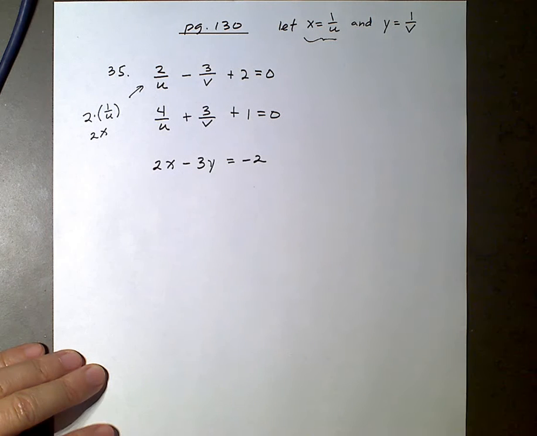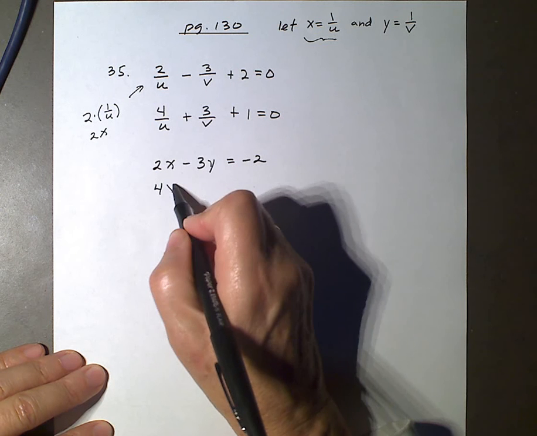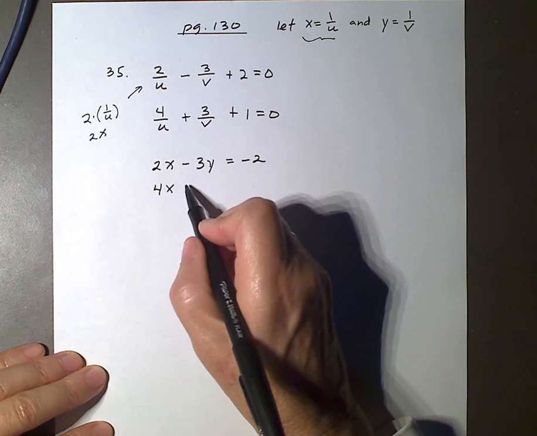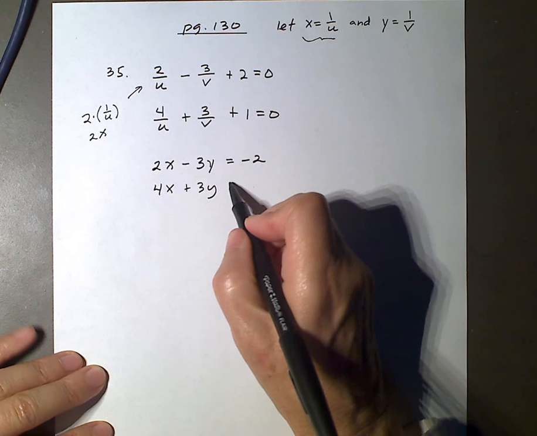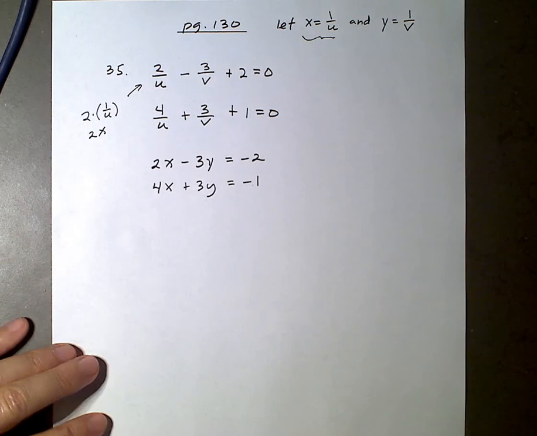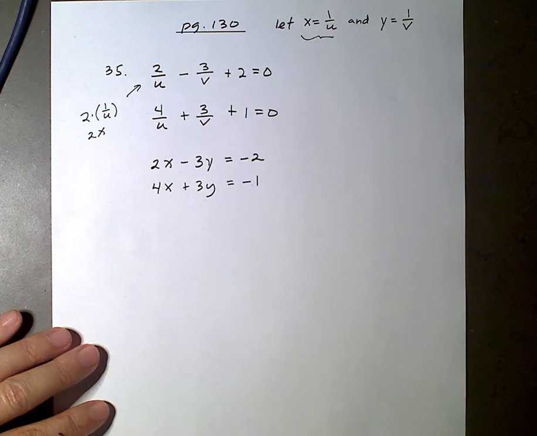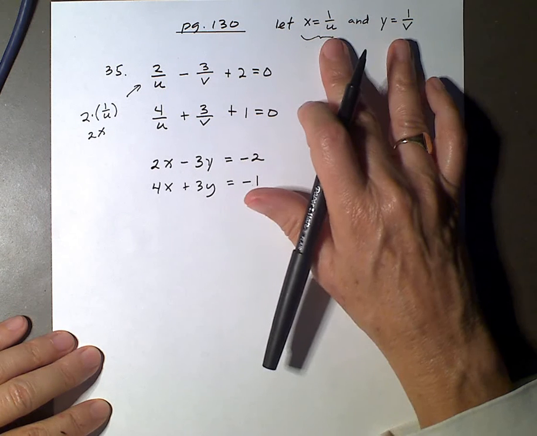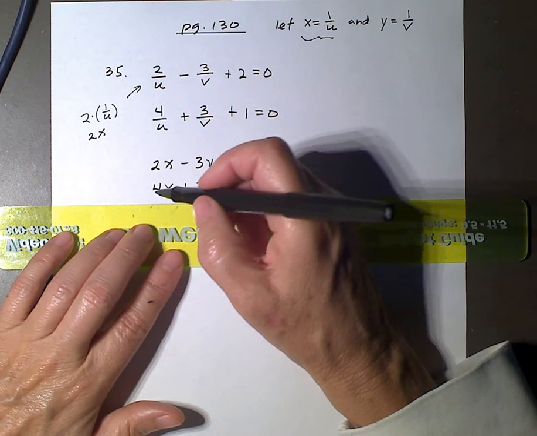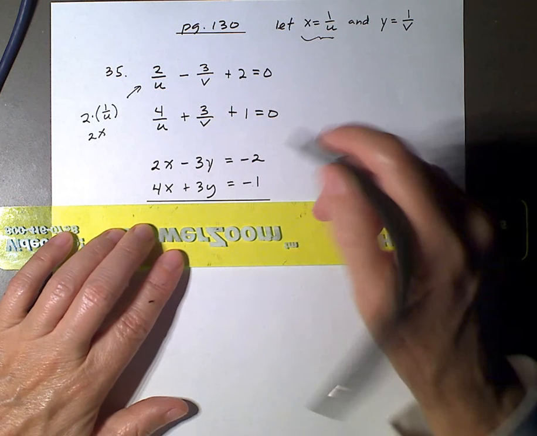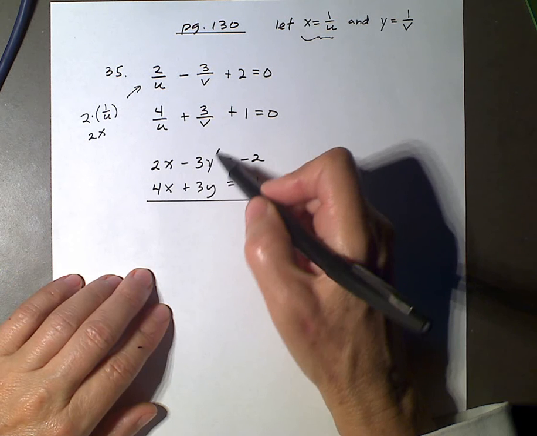And then the second equation, same thing. So this is going to be 4x plus 3y plus 1 is 0, so equals negative 1. And then it's really simple to solve for these temporary x and y that you've substituted to represent these fractions. So you'll do that, and then remember you have to go back in the long run and solve for the u and the v.